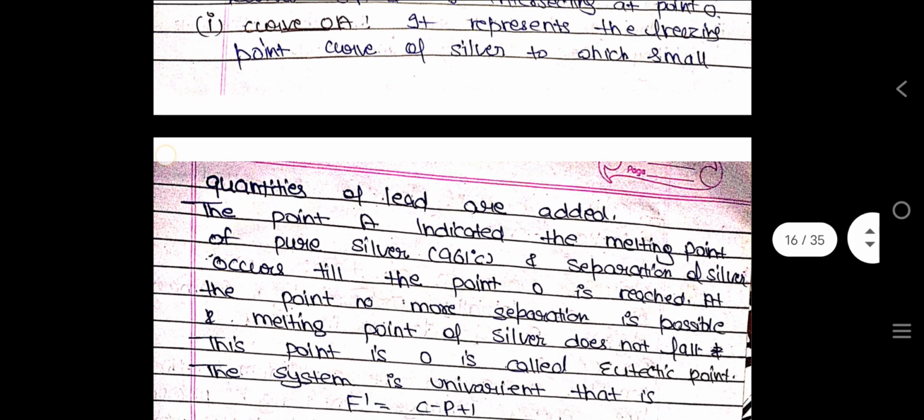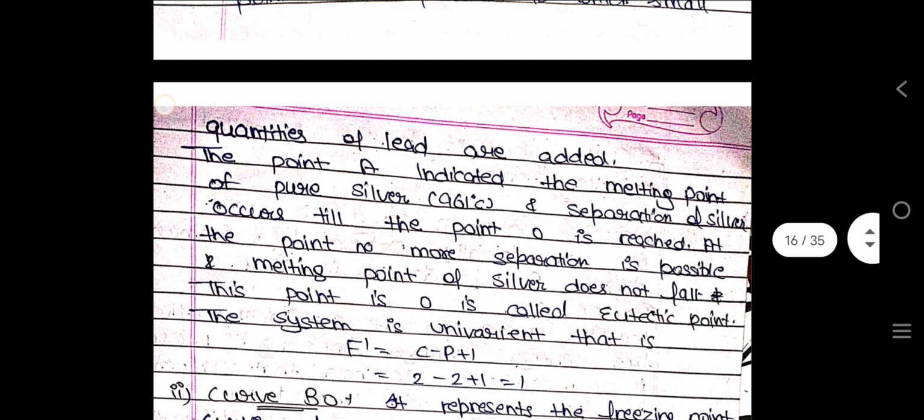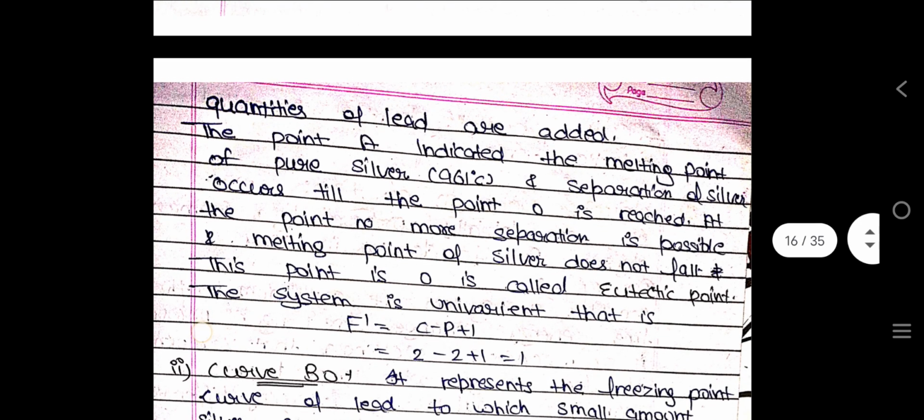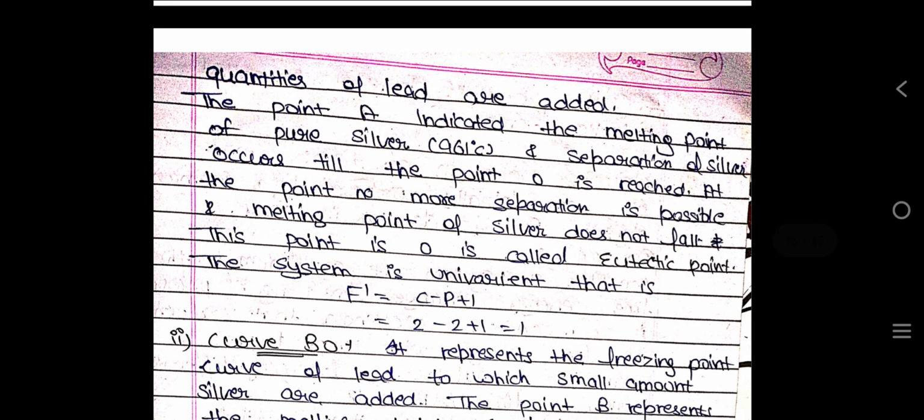Since small changes of pressure have negligible effect on equilibrium existing between lead and silver in solid or molten states, we can use the reduced phase rule equation F' equals C minus P plus 1. According to this equation, F' is equal to 0, C is equal to 2, so 0 equals C minus P plus 1, P is equal to 3. Then the maximum number of phases that can coexist is 3. The phase diagram of the lead-silver system is shown in the figure.